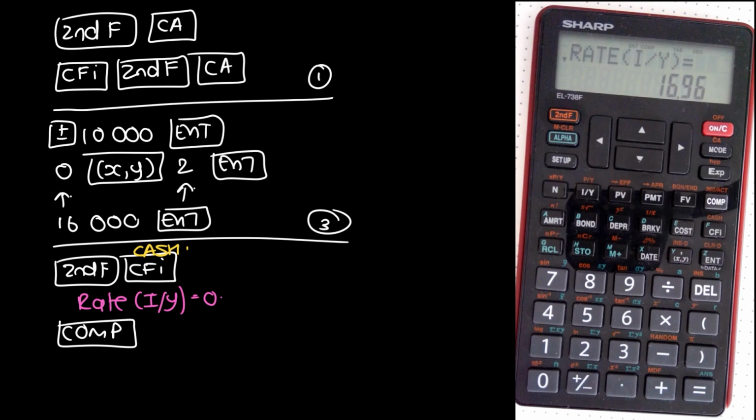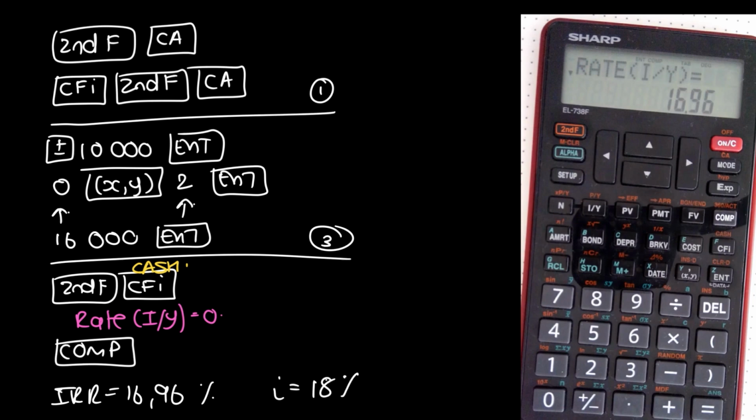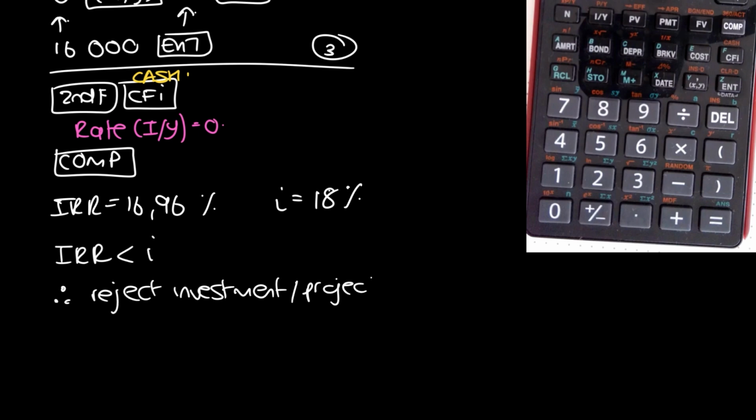So let's now write down what we had. So we had the IRR is equal to 16.96%. The bank's interest is 18%. And therefore, we have that the IRR is less than the I. Therefore, we reject the investment or project, and we accept the bank, because it's going to be a better opportunity for us if we put the money in the bank versus the investment.